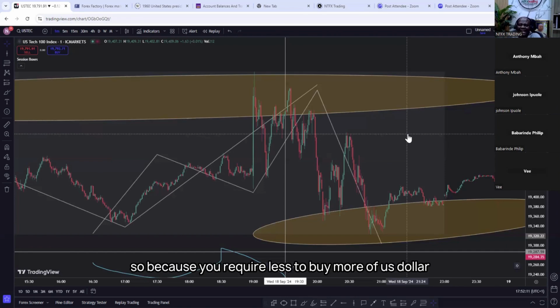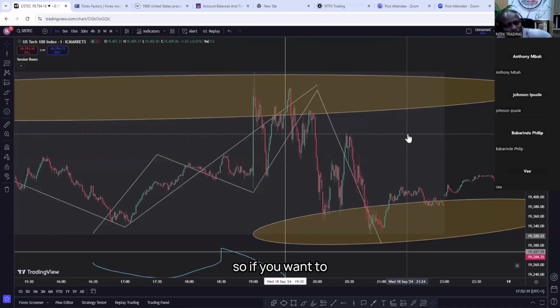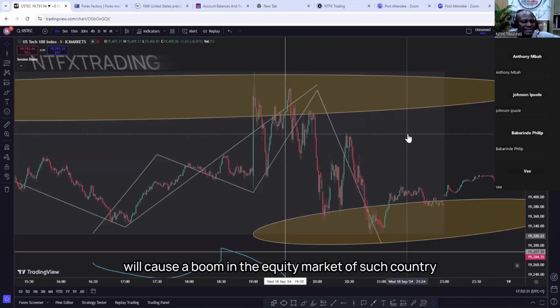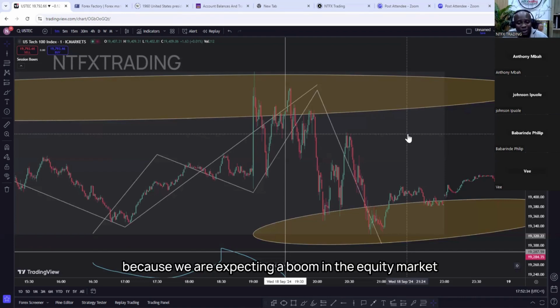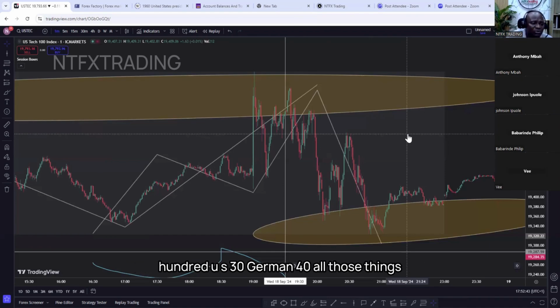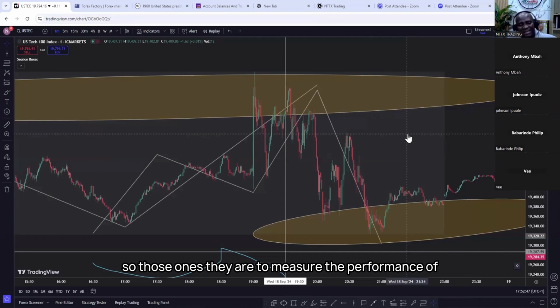Because you require less to buy more US dollars, it is easier now for you to make much more investment in the capital market. If you planned to buy 300 units of shares before, you can now afford 400 units. So a reduction in interest rate of a particular country will cause a boom in the equity market of such country. Because we are expecting a boom in the equity market in the United States of America, you expect the derivatives, for example US 100, US 30, German 40, and all those things, to be bullish too. Those measure the performance of those key companies.